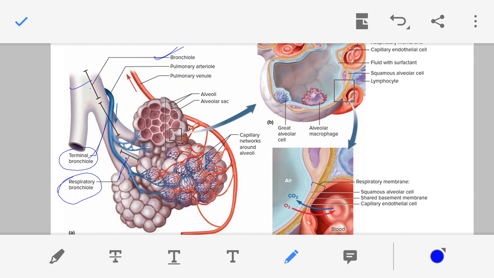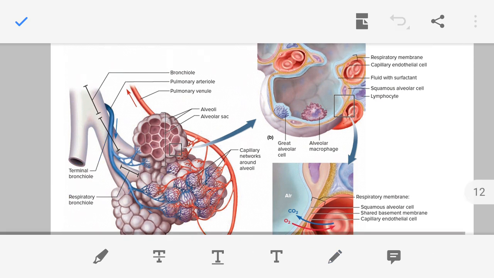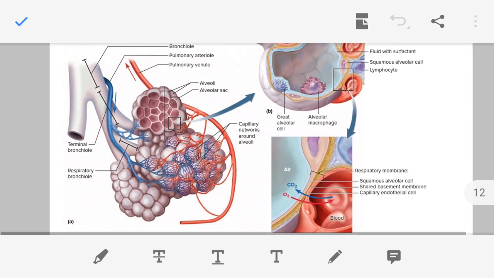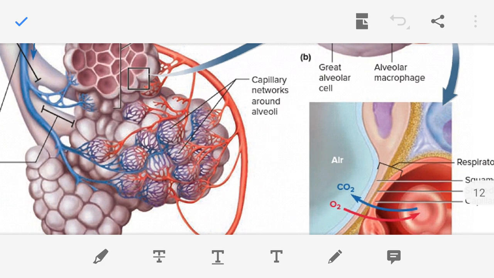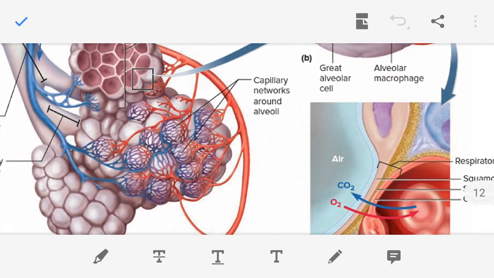Then one more branch comes from the respiratory bronchiole, the alveolar branch, and that branch opens into the alveolar sac. And the blood supply, blue color, red color, then the capillary network around the alveoli.